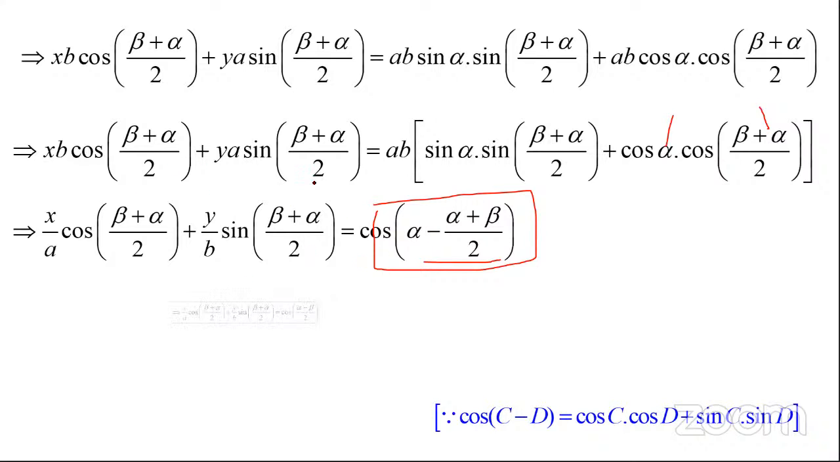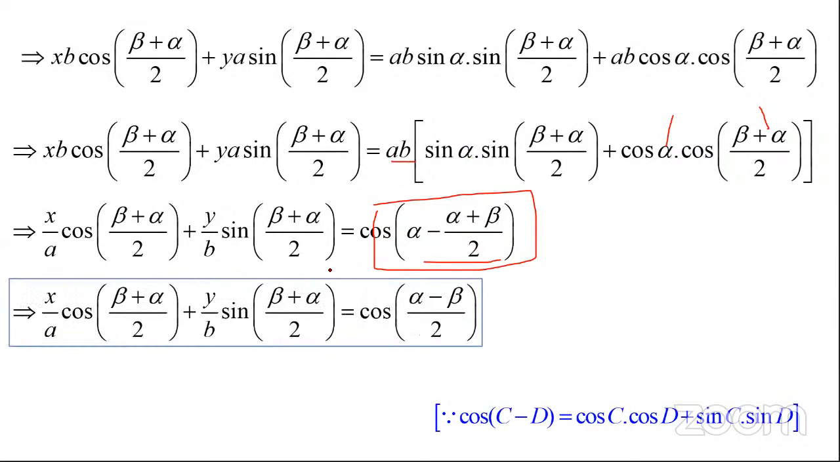Then I divide the equation by ab. I get (x/a) cos((beta+alpha)/2) plus (y/b) sin((beta+alpha)/2), which equals cos((alpha−beta)/2). This is the required answer; we were required to prove this. So this is proved. This question is from the ellipse topic.